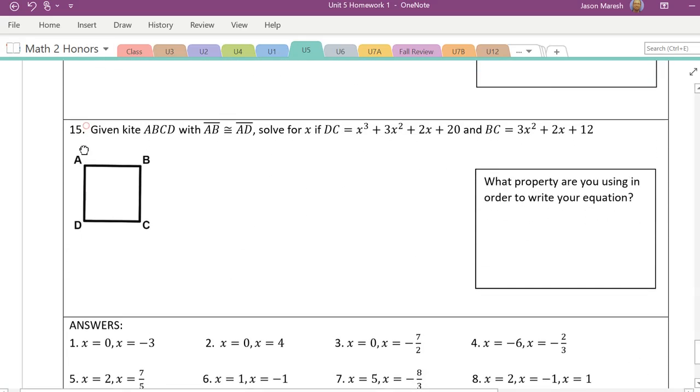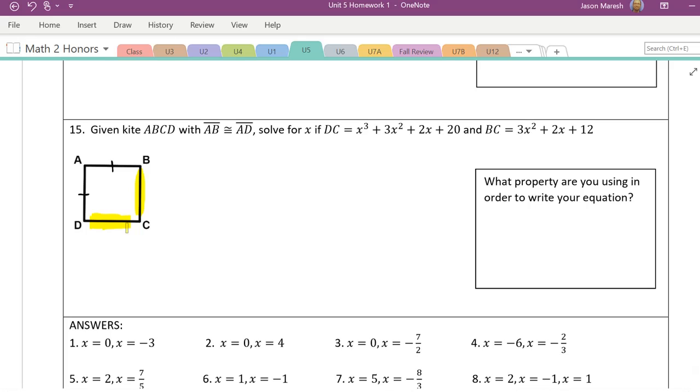Lastly, I want to look at number 15. For 15, we're given a kite with AB congruent to AD, and we're asked to set up an equation or look for the relationship between DC and BC. So you're probably thinking they might be congruent to each other, right? But we've got to come up with a reason why.